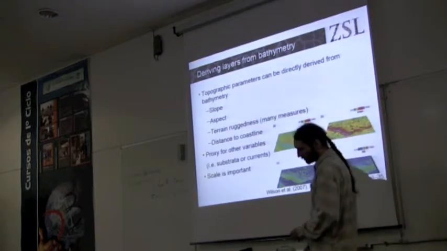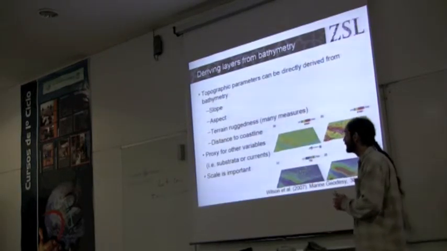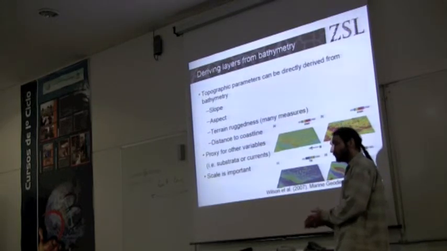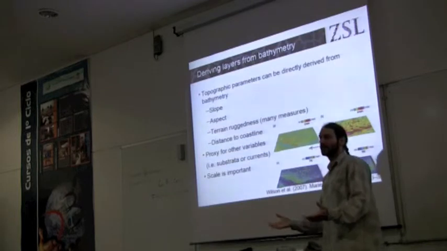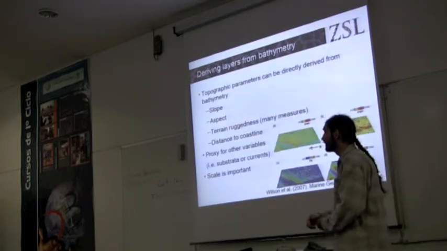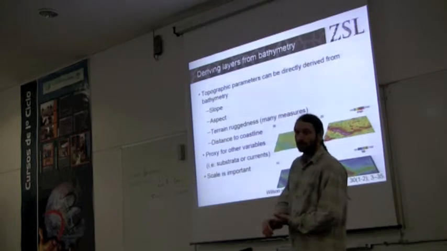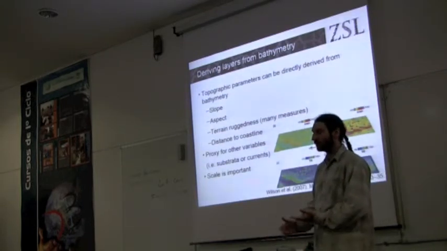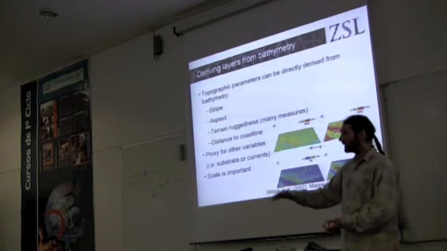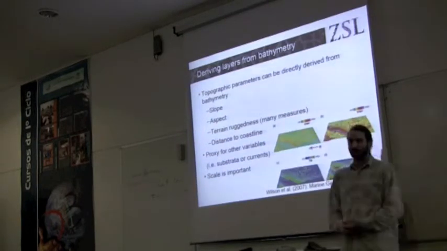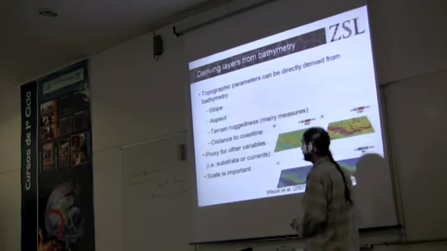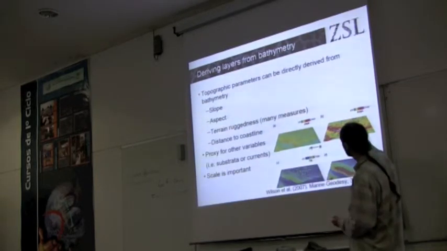Another thing we need to think about, and this applies to the terrestrial environment, not just the marine, is that we can derive layers ourselves. If we have a good elevation or bathymetry data set, we can derive, using any GIS, things that might be important to us: slope, aspect. Terrain ruggedness is important for lots of benthic organisms. It might be a proxy for the rockiness of the seabed or the amount of sedimentation. We can also derive other things that might be important, like distance to coastline. This might be a proxy for other variables, or it might be of direct importance. So we can calculate slope.